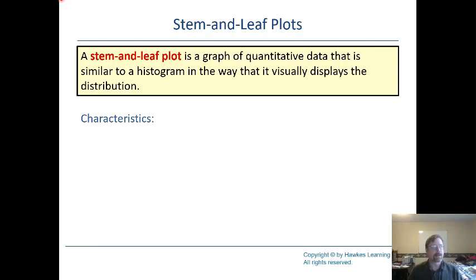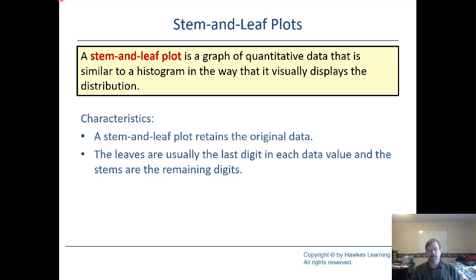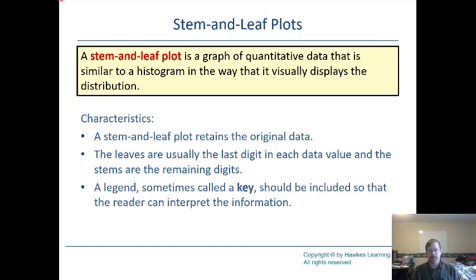Okay, so one of the characteristics of a stem and leaf plot is that it retains the original data. The portion they refer to as a leaf is usually the very last digit in each data value, and the stems are the remaining portion. And you need a legend or key to help with the interpretation.